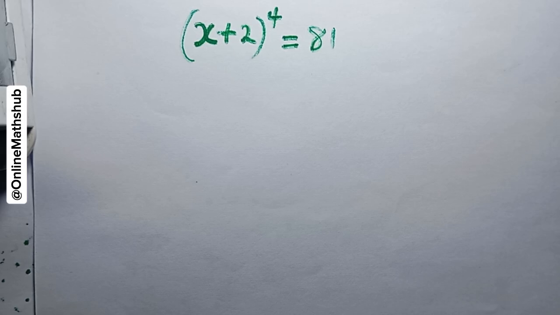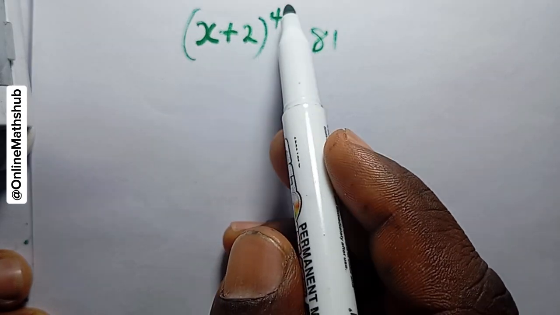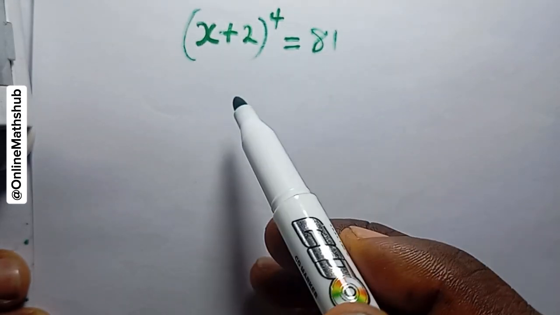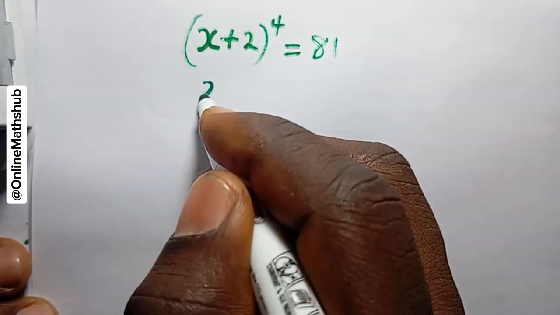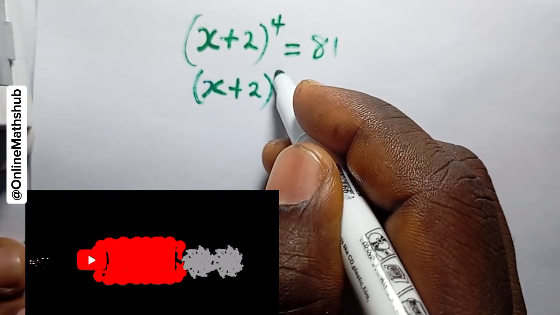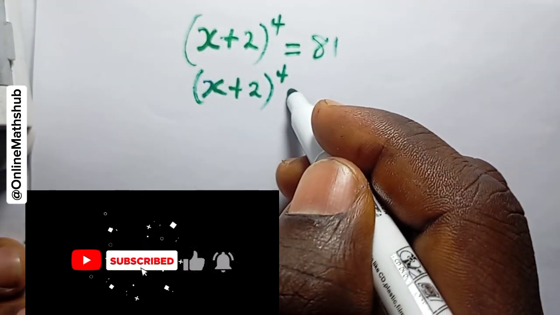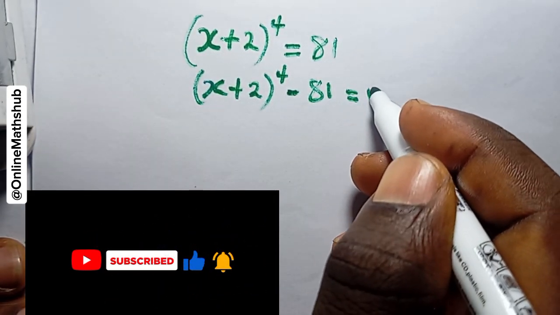We're going to be solving this equation right here in this video. So what we have is (x + 2)^4 = 81. Okay, so this is just cool. The first step I want to take is actually to subtract 81 from both sides. Okay, this is (x + 2)^4 - 81 = 0.